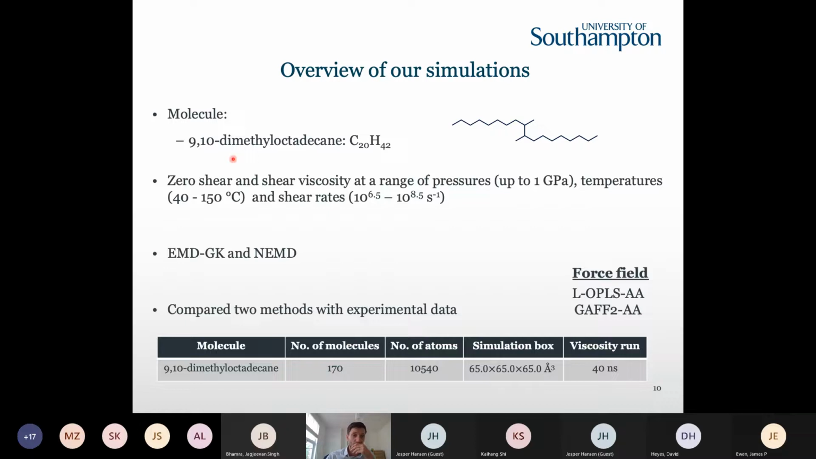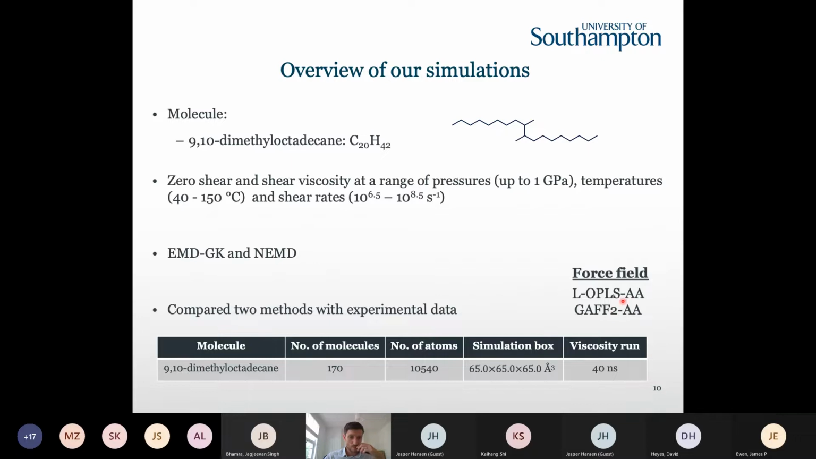Now, the overview of our simulation is that we use the 9,10-dimethyl anthracene molecule, which is a component of the PAO2 base oil dimer, and we calculate zero shear and shear viscosity for a range of pressure up to 1 gigapascal and temperature in the range of 40 to 150 Celsius. And we applied shear rates of the order of 10 to the power 6.5 to 8.5 inverse seconds. And we calculated the viscosity with EMD and NEMD.